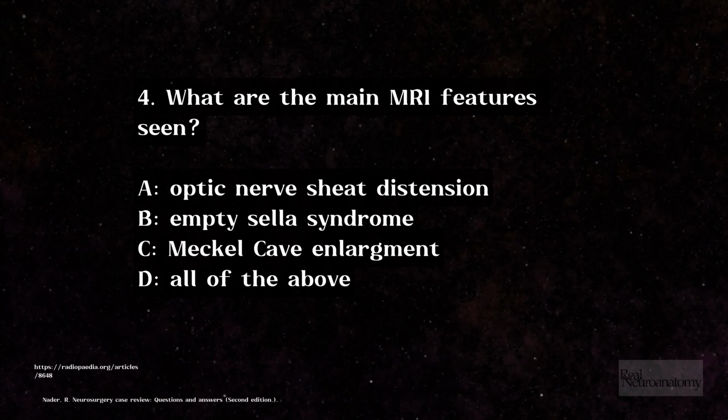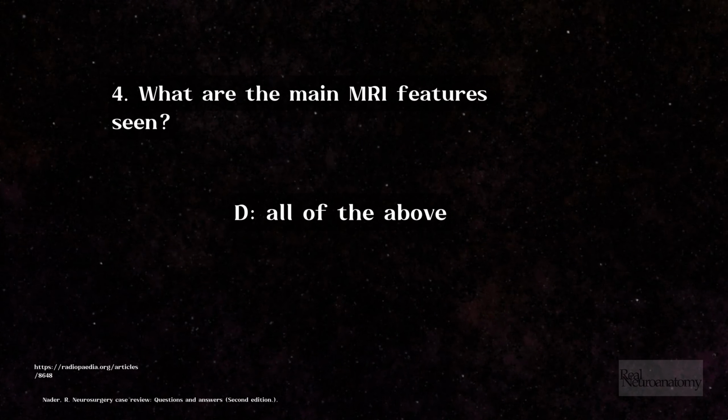4. What are the main MRI features seen? A. Optic nerve sheath distension. B. Empty sella syndrome. C. Meckel cave enlargement. D. All of the above. D. All of the above.